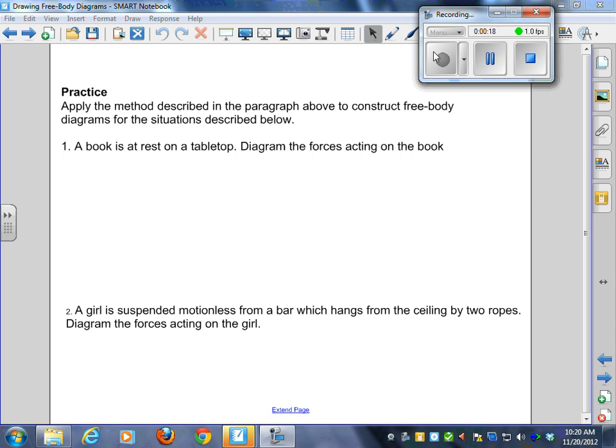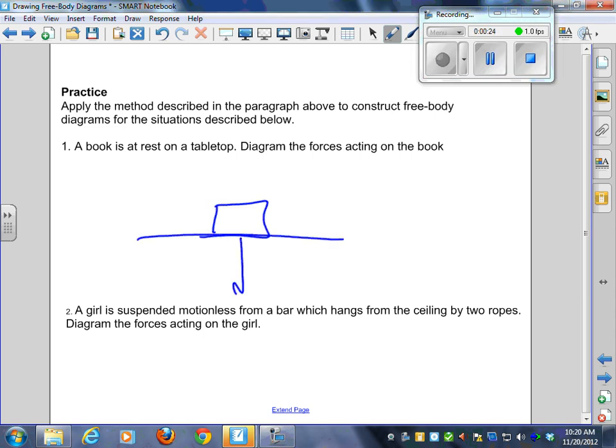A book is at rest on a tabletop. Diagram the forces acting on the book. I started you off with a nice easy one. Weight force and normal force. Can I safely assume that everybody got that?